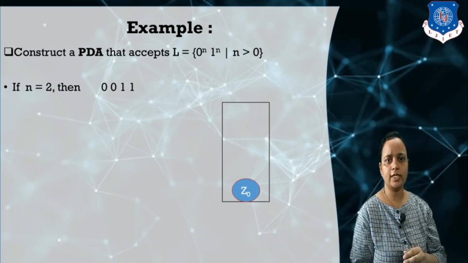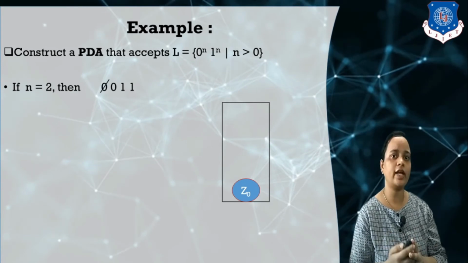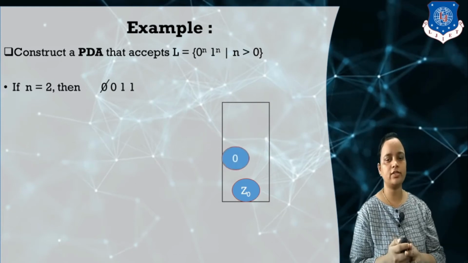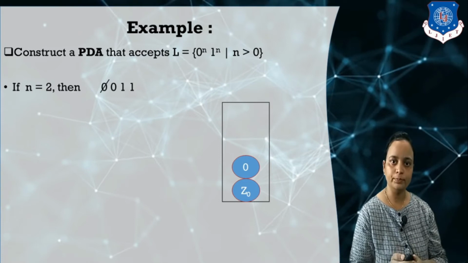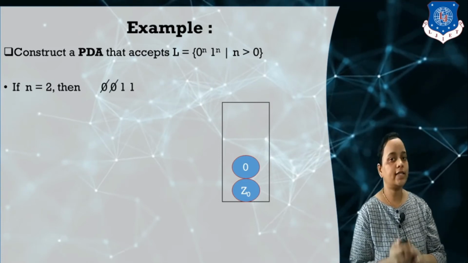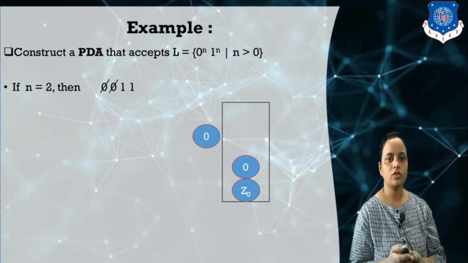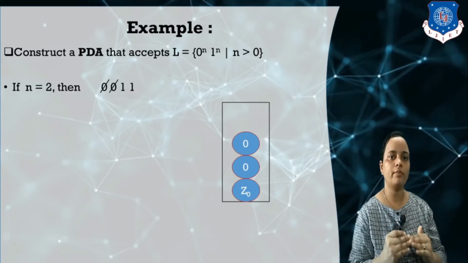So here you can see I read the first input symbol, this is 0. So we insert this symbol onto the stack. So the first 0 is inserted onto the stack. Now my topmost symbol is 0. Now I read the second 0 symbol. We have to insert this symbol onto the stack as well. So for input 0 we are performing a push operation.